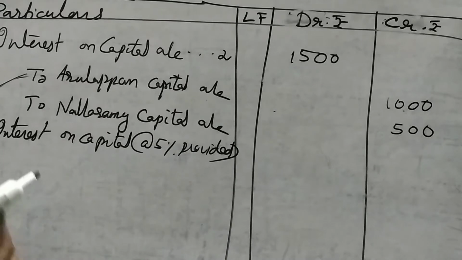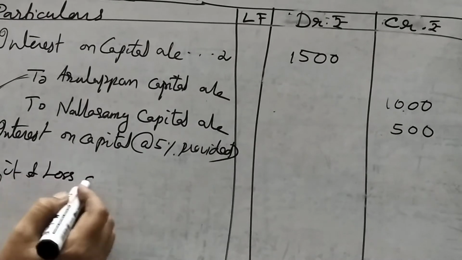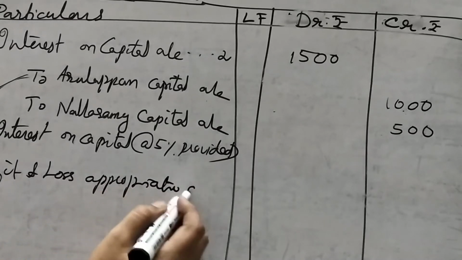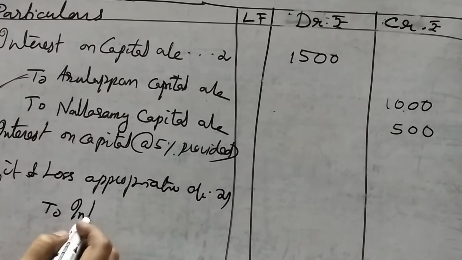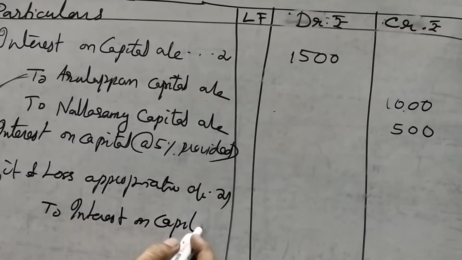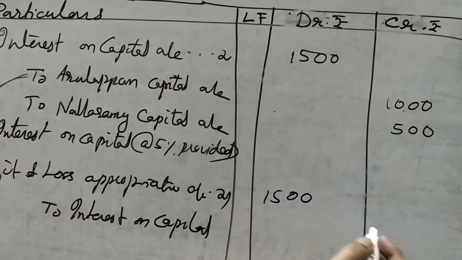Now this interest on capital is transferred to profit and loss appropriation account. So what is the journal entry? Profit and loss appropriation account debit, to interest on capital. How much is the amount? This 1,500. This is the second journal entry.